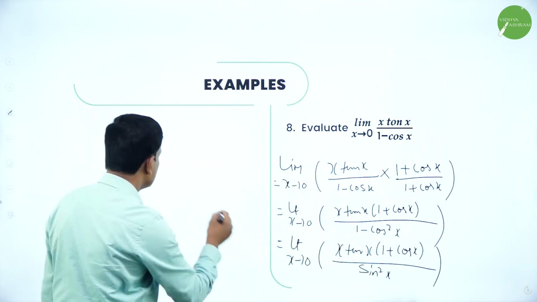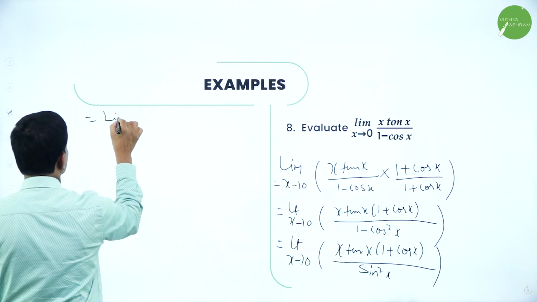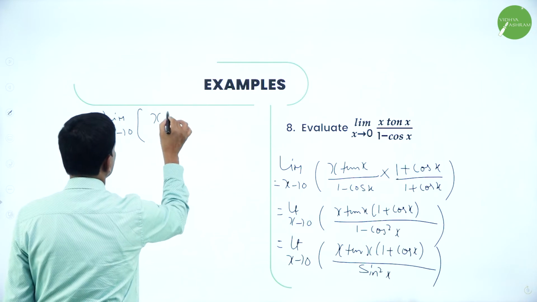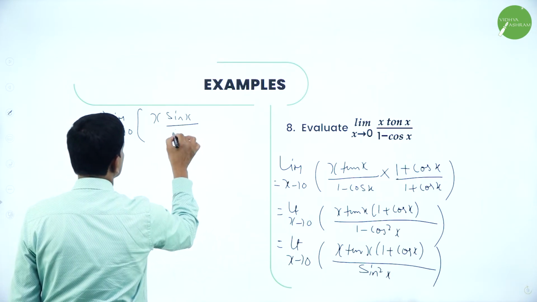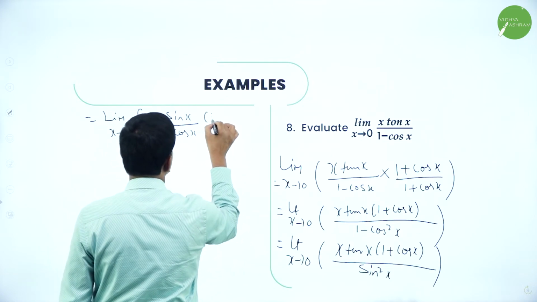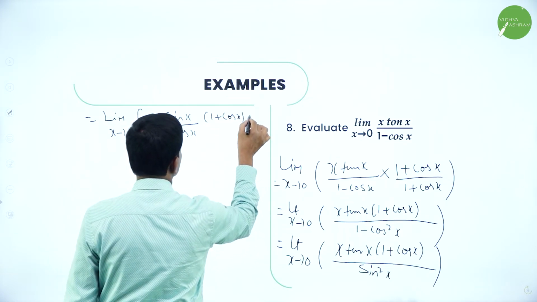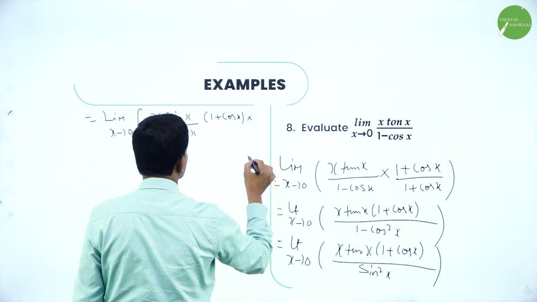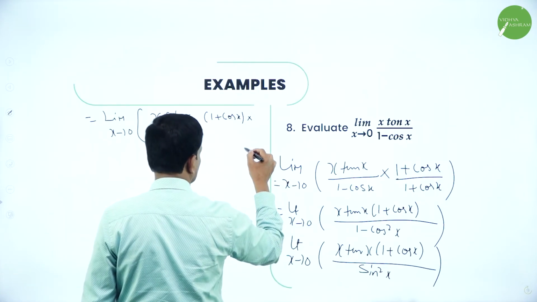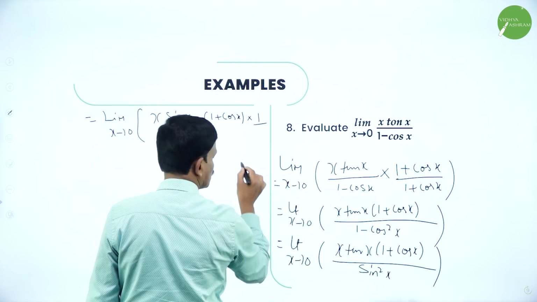Numerator is same. So this is equal to limit x tends to 0 of x into tan x, which can be written as sin x by cos x, into (1 plus cos x) as it is, into 1 by sin square x. Just transfer this 1 by sin square to the numerator, or you can also write 1 by sin square like this.